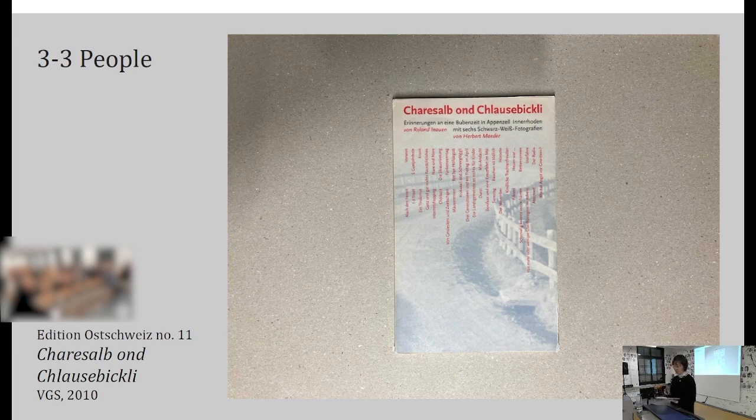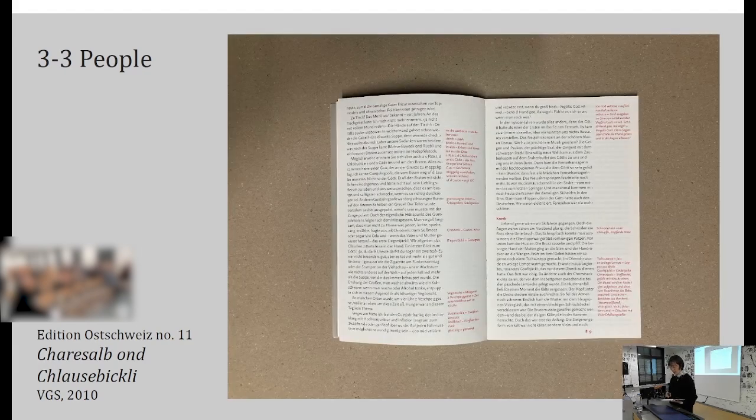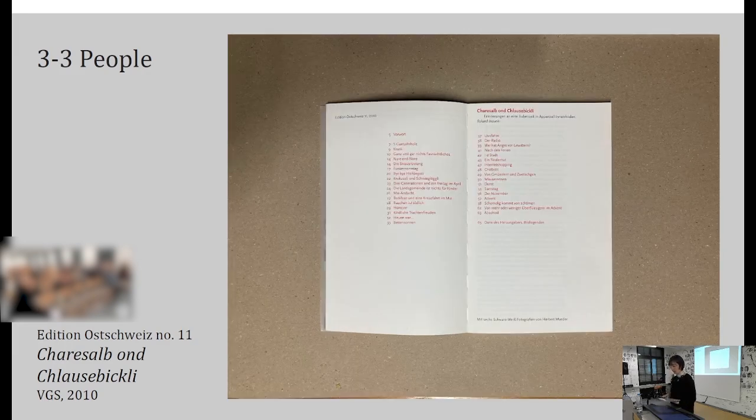It's an overwhelmingly text-based book, but on the right-hand side of each page, the regional dialects are explained in red. So even though the book looks like it's in High German, it's actually based on the regional dialect. When I first saw this book, I was really shocked and also very much inspired, because it was my first time seeing this kind of German book, which explains the dialect in this visual way. The book is a memoir by Roland Inauen, a writer, ethnographer, regional museum director, and administrator of the Appenzell region.